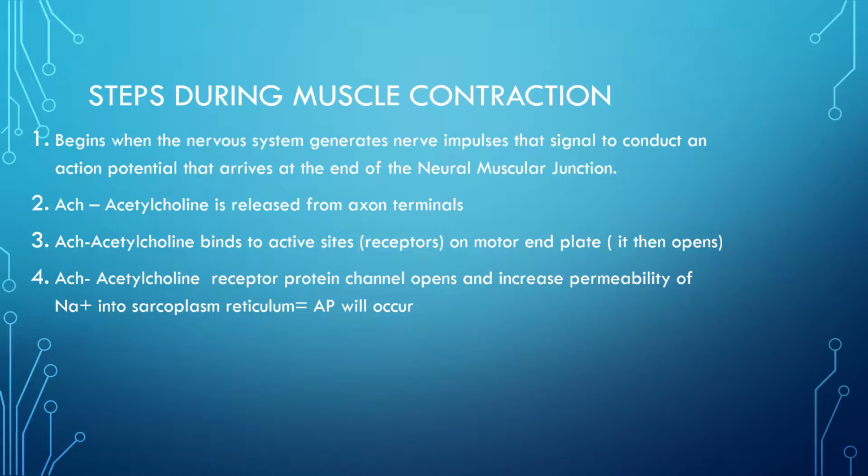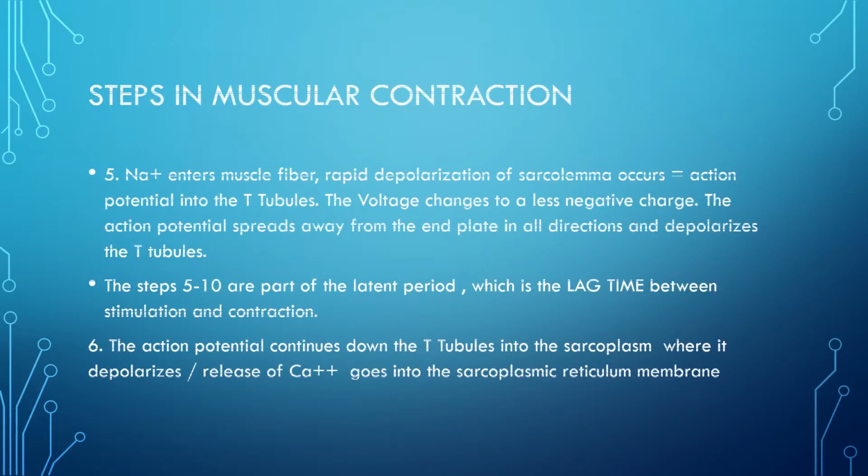Acetylcholine is released from axon terminals, which then binds to active site receptors on motor end plates, which opens them, and the receptor protein channel opens and increases permeability of the sodium ions into the sarcoplasmic reticulum. Action potential will occur. Sodium ions then enter muscle fibers.